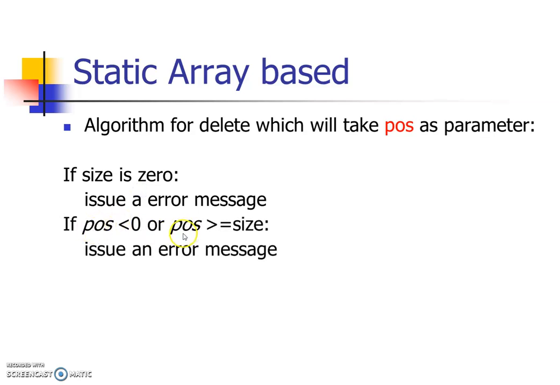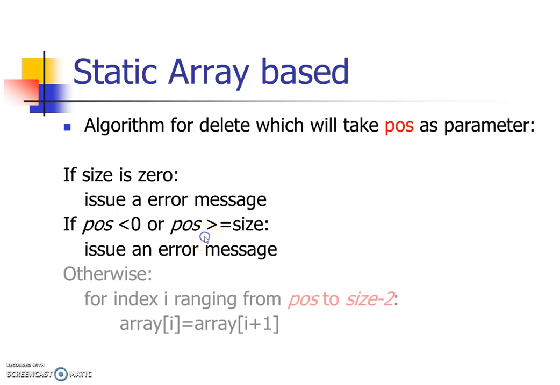Position, we do the same thing about the checking. It cannot be negative values and it needs to be within the size value. So if the position is negative or position is greater or equal to size, then it is wrong, so we need to show an error message. Otherwise, it's pretty straightforward.